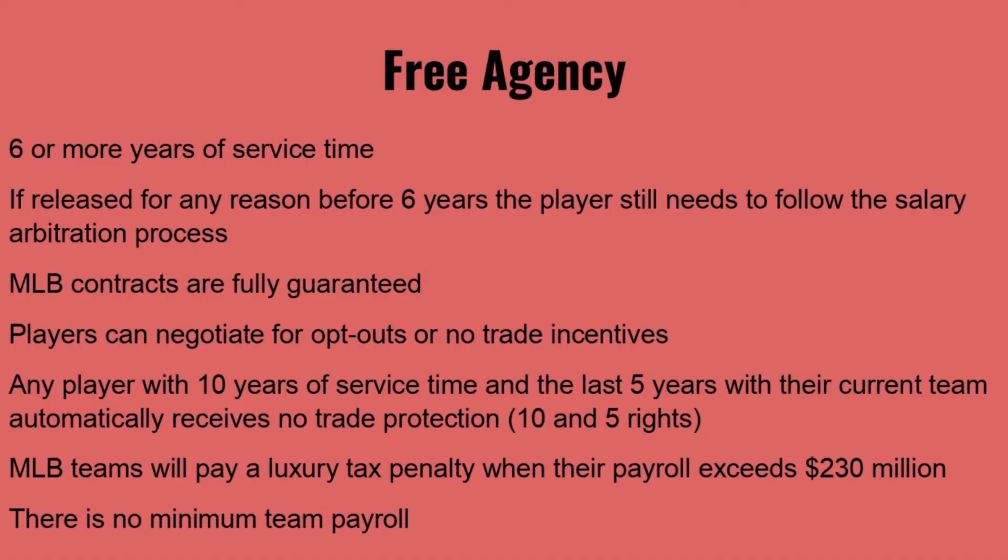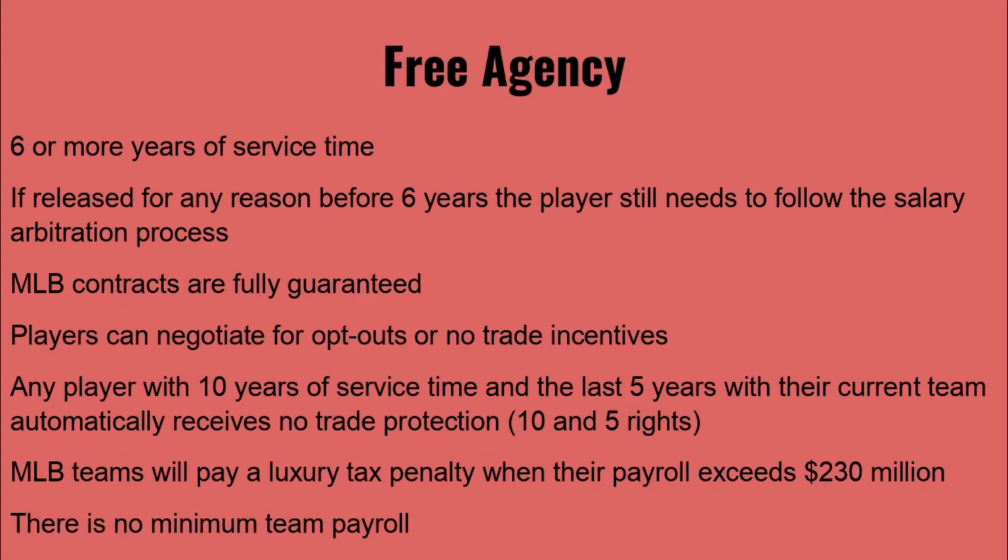So what players qualify? These are players with 6 or more years of service time. For any player who's released for any reason before 6 years, the player still needs to follow the salary arbitration process. So if they are released or non-tendered a contract through arbitration after year 3, and they find a new home with a new team, they still have to go through those years of arbitration before they hit the 6 years of full-time free agency.